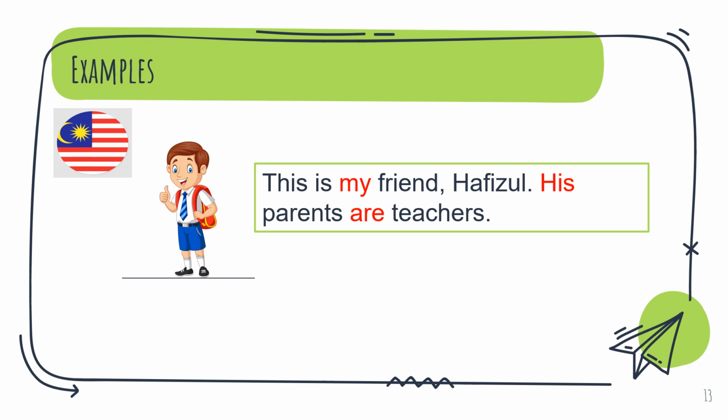Now you want to talk about Hafizul again. You cannot use the word he here. "He parents are" is wrong, salah. You need to use the word his. His parents are teachers. Look at the noun here, parents. Living thing, noun, benda hidup, parents, ibu bapa. That's why we use the word his. Parents is plural, that's why we use the word are.